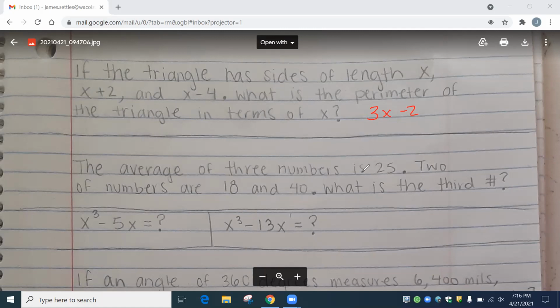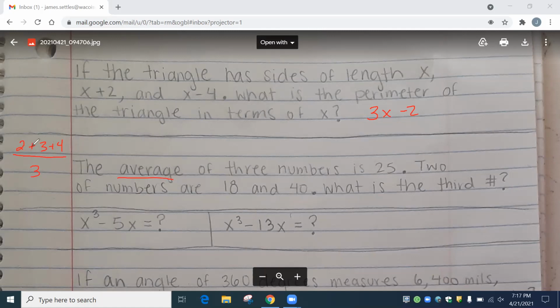All right, the average of 3 numbers is 25. 2 of the numbers are 18 and 40. What is the third? So first off, I want to make sure you know what average is. So I'm just going to go 2 plus 3 plus 4. If I wanted to find the average of these numbers, I would add them up, and then I would divide by 1, 2, 3. So I'm hoping that's something that you know. If it's not, that's the key to this: you definitely got to know what average is.